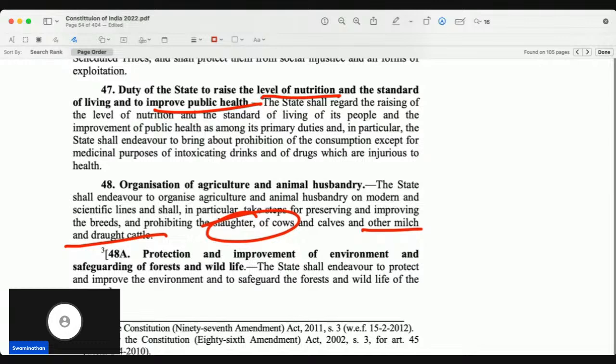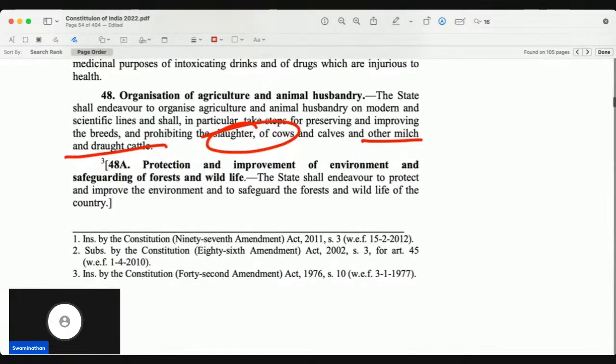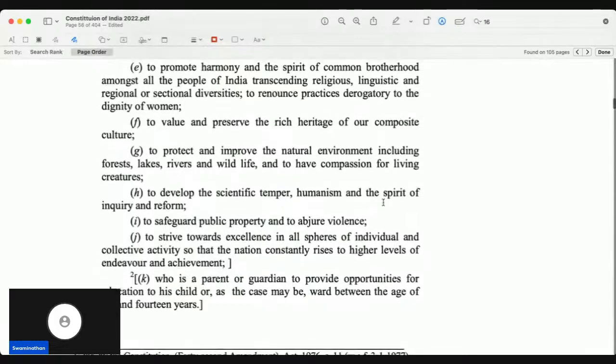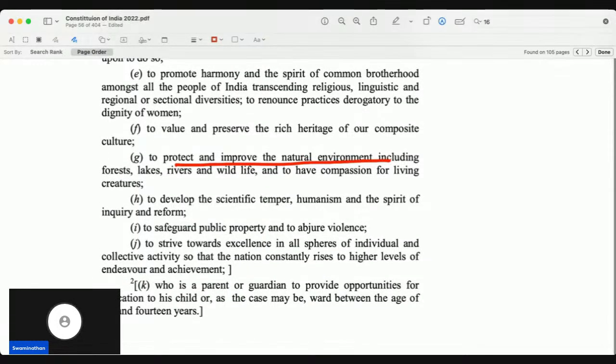Then we have Article 48A, protection and improvement of the environment and safeguarding forests and wildlife. This is again inserted by the 42nd Amendment Act. And this is one you will confuse with the fundamental duty. Read the words here carefully: the State shall endeavor to protect and improve the environment and to safeguard the forests and wildlife of the country. You go to Article 51A and you will find a similar fundamental duty to protect and improve the natural environment, including forests, lakes, rivers and wildlife, and to have compassion for living creatures. They might put only half the statement, so you'll get confused. So note that in the fundamental duty, it includes forests, lakes, rivers, wildlife, the natural environment, all those things.